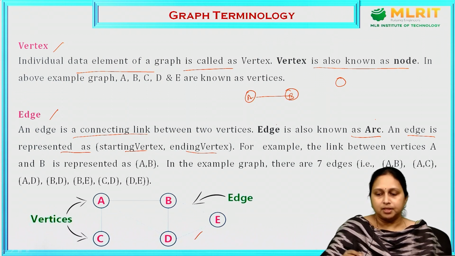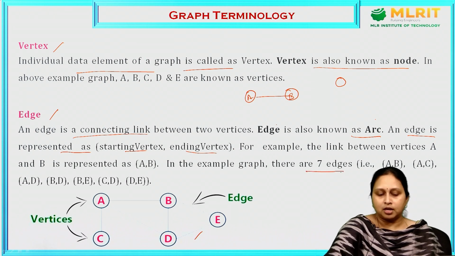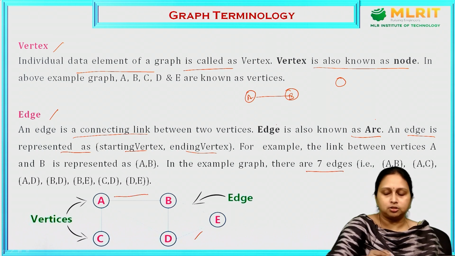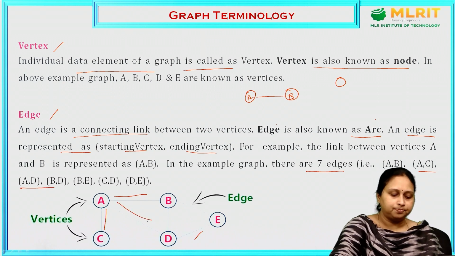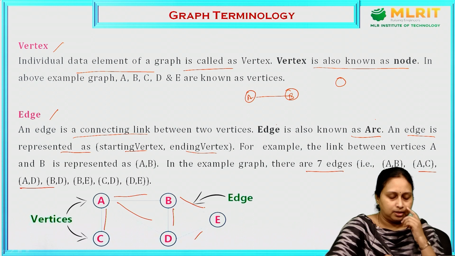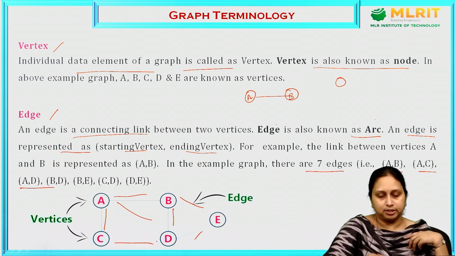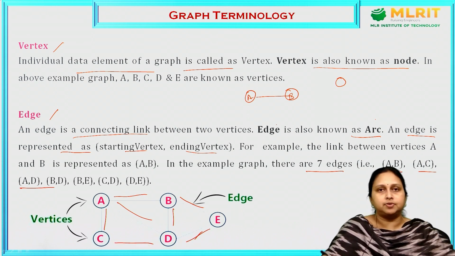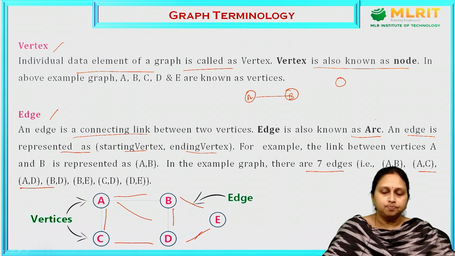In this diagram you could see that 7 edges are present. What are those? AB, this is one connection, and AC, then you have AD, and then you have BD and BE, and you have CD and DE. These are all the connections you are finding, and those are nothing but the edges.